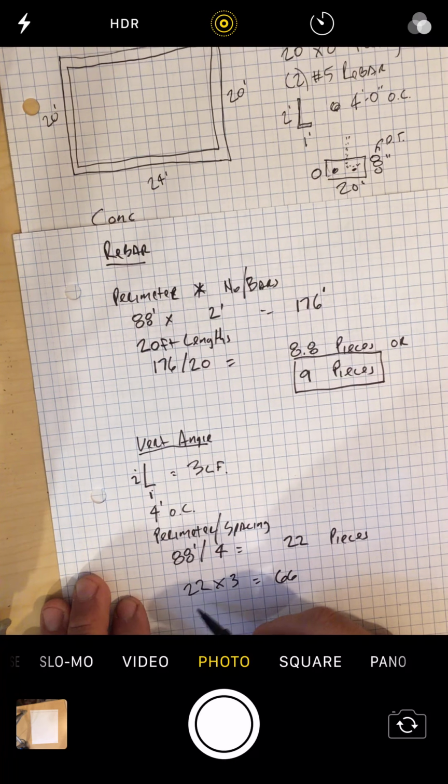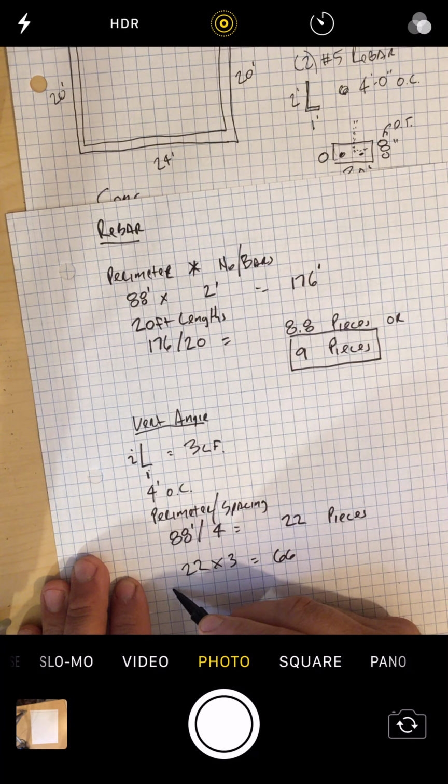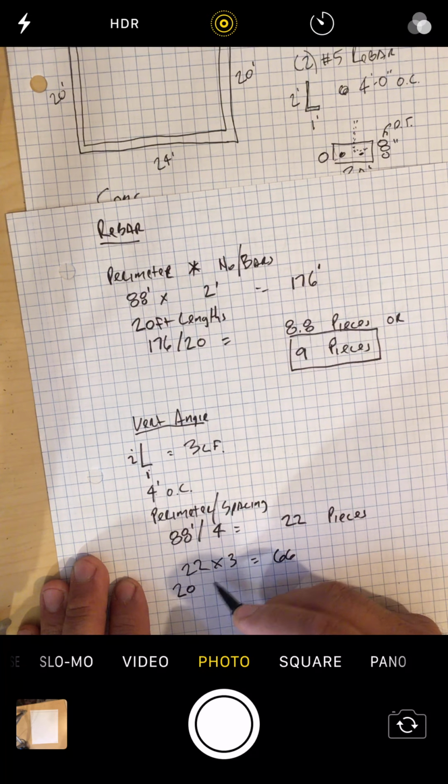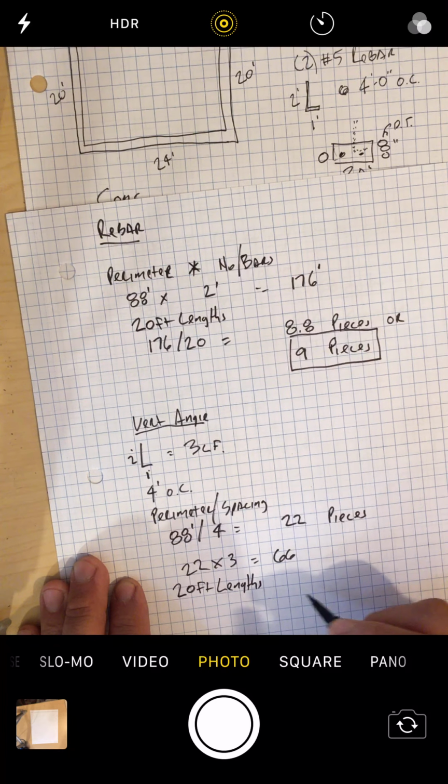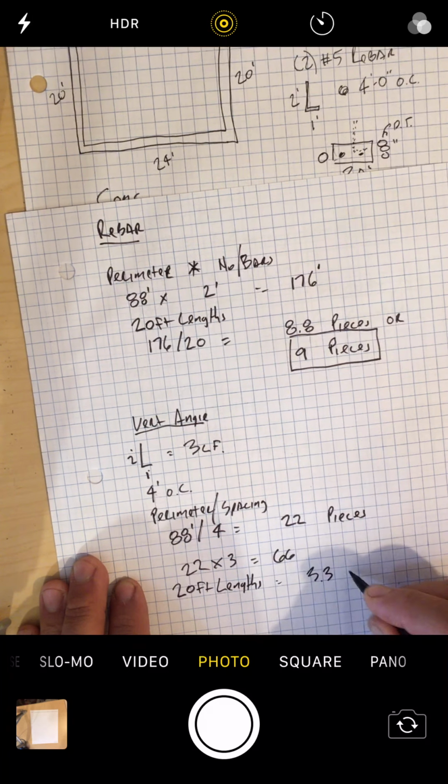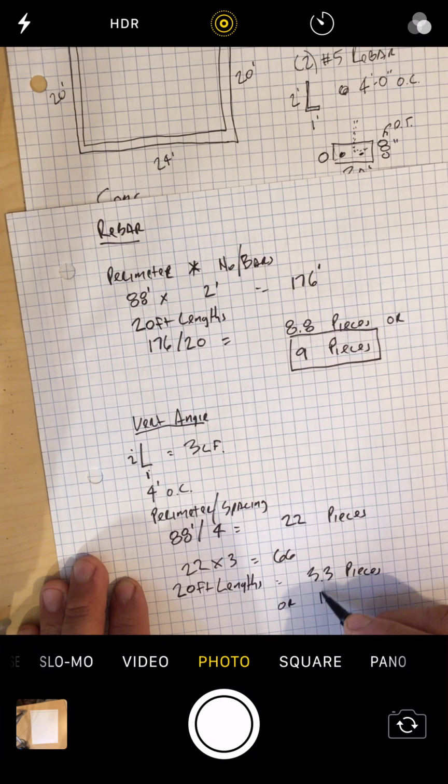And then I'm going to divide that by 20, again, because we've got 20 foot lengths. So that's going to equal 3.3 pieces. Or in this case here, we're going to round it up to 4 pieces.